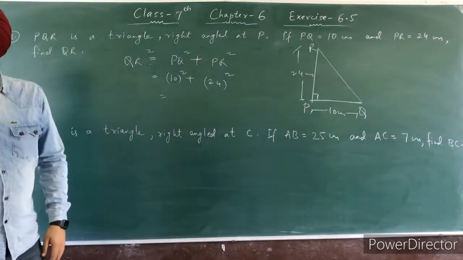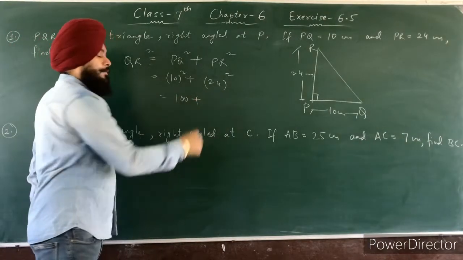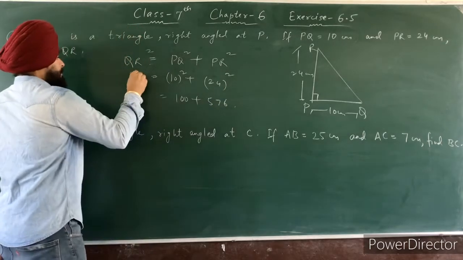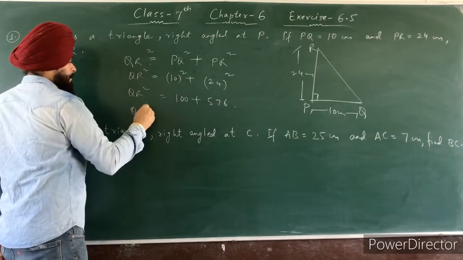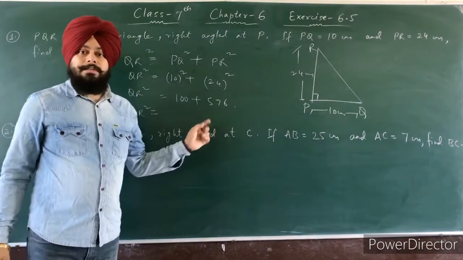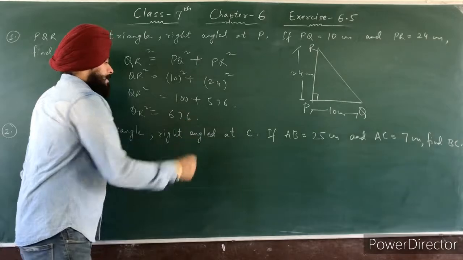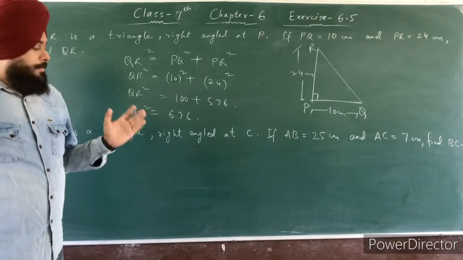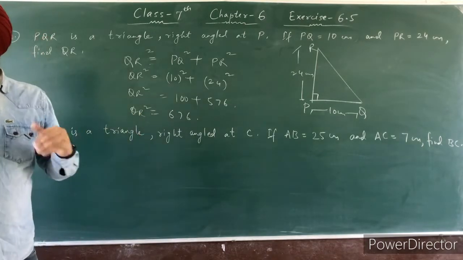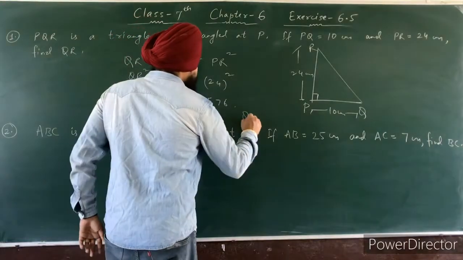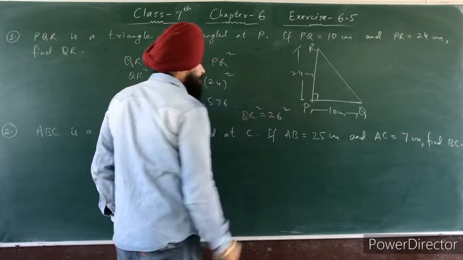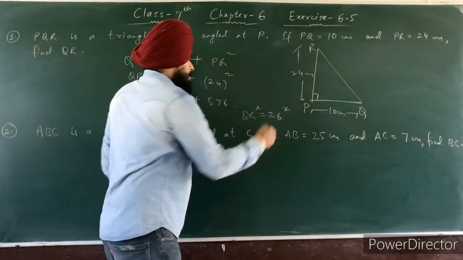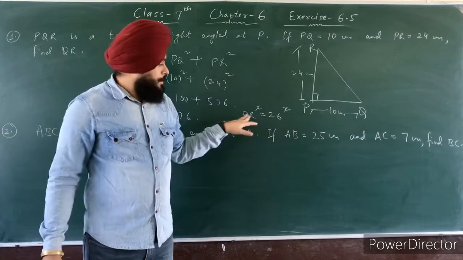Now what is 10 square? 10 square is 100, and 24 square is 576. Now 576 plus 100 is 676. Now you can see whether this 676 is a perfect square number or not. 676 is the square of 26. So you can write QR square is equal to 26 square, because 26 square is 676. Now square on both hand sides, you should cancel them.